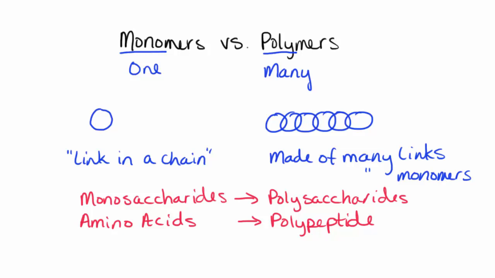The polymers are going to be much, much larger. With these, I put just many here, but we're typically talking about hundreds to thousands, and in some cases millions, of smaller links or smaller monomers that are joined together. So examples of polymers would be polysaccharides and polypeptides. And I didn't write it on here initially, but DNA and RNA would also be examples of polymers.